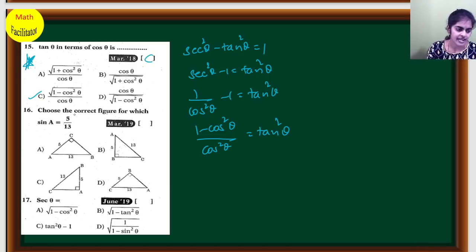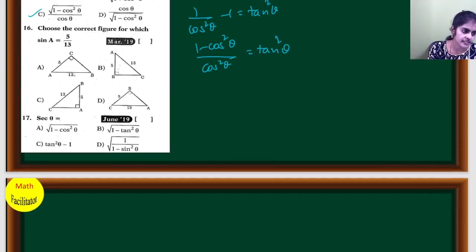Okay. Now sine A is 5 by 13. Which of the figure is correct? Sine A is 5 by 13. So 5 should be the opposite side and 13 should be the hypotenuse. So 13 is hypotenuse here, but see this is A, isn't it? So 5 should be here. So A cannot be right angle. You have A here, opposite side is 5 and hypotenuse is 13. So option D is correct.